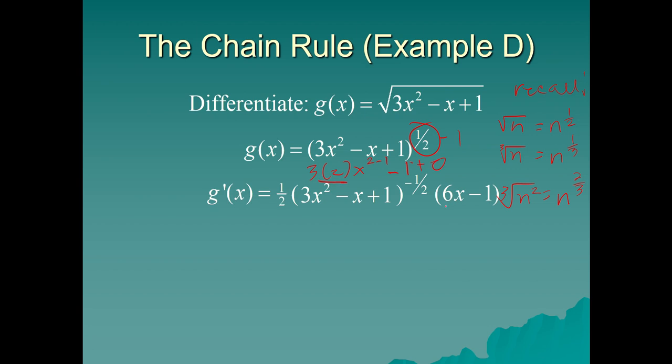3 times 2 there is 6. x raised to the power of 2 minus 1 is simply x. Then copy minus 1. We don't need to write the 0. And after that, we need to work on this operation. Make sure to distribute it carefully. 1 times this expression is just the expression alone, which is 6x minus 1.